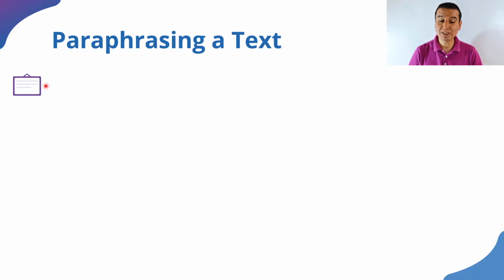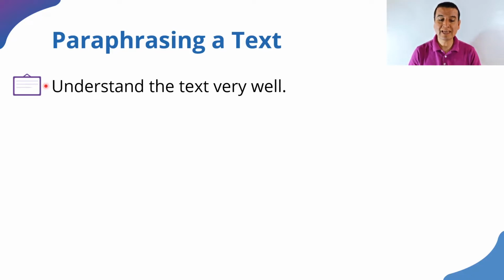The first thing that we need to do is to understand the text very well. If we don't have a clear idea of what we need to rewrite, we may end up writing something that is different from the original idea of the text that we are using as a basis for our exercise. So the first thing is understanding the text, making sure that you understand the message, the vocabulary, the purpose of the text. That seems obvious, but I need to make sure that you understand that first.